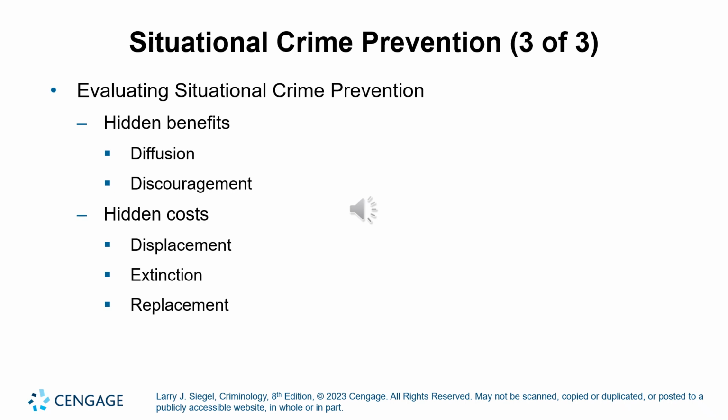But there are also hidden costs. One is displacement, where crime doesn't stop, it simply moves to another location, time, or target. Another is extinction, meaning prevention strategies may work at first, but lose their effectiveness as offenders adapt. And finally, there's replacement, where offenders switch to a different type of crime that offers similar rewards, but is easier to commit. These points help us understand that while situational crime prevention can be effective, it isn't perfect and often brings both positive and negative side effects.